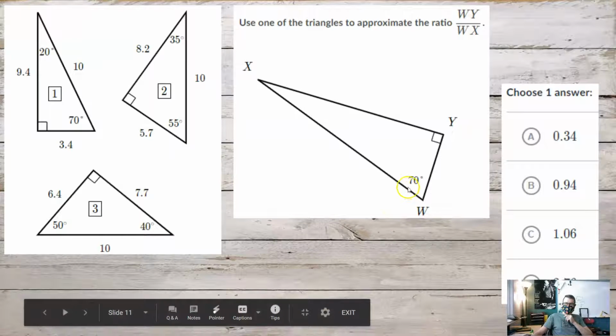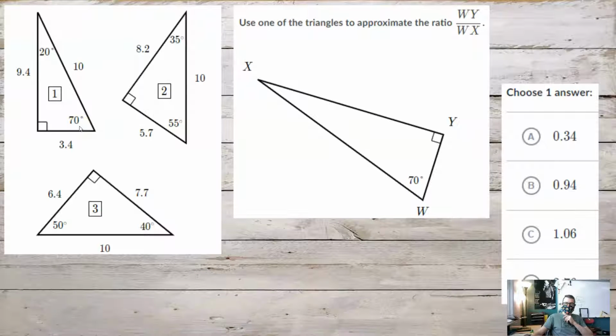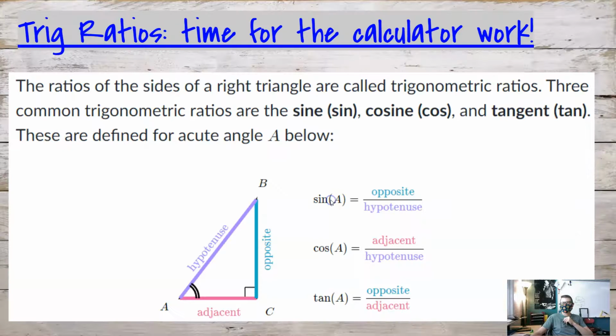So from 70, okay, we're going to reference over here. Adjacent over hypotenuse, okay. Adjacent over hypotenuse. What should the ratio be here? Hey, look, it's simplified down to 1 like it's a unit circle.